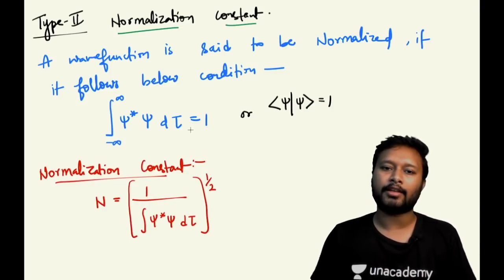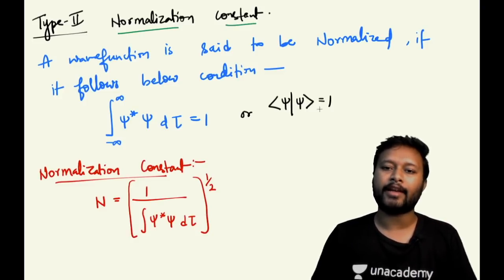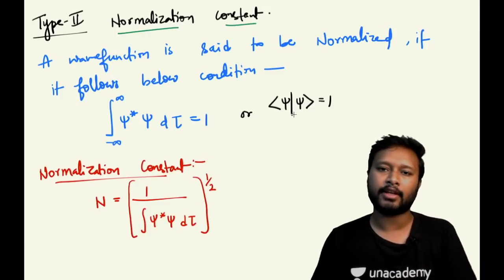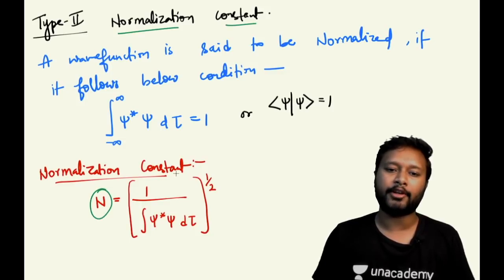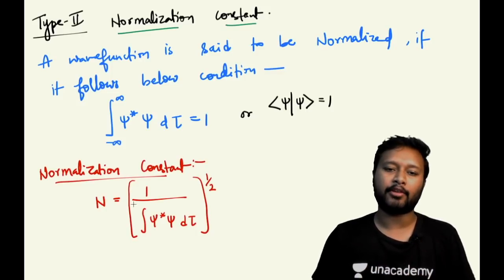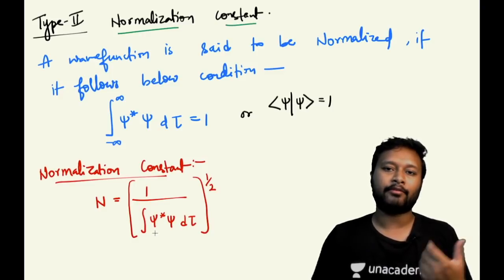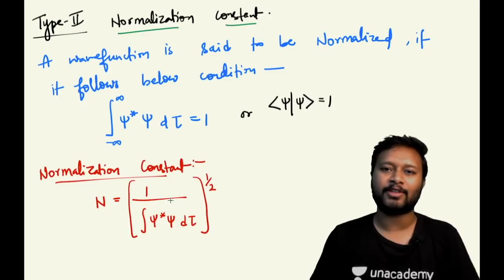This is the usual representation, and this is the Dirac notation in which you can represent the same normalization condition. The normalization constant is given by N, and that can be calculated using this particular equation. It says N is equal to 1 upon this whole thing. So whenever a wave function is given to you and you want to find the normalization constant, you have to put it over here to solve that. I would recommend you solve certain questions related to the normalization constant as well.